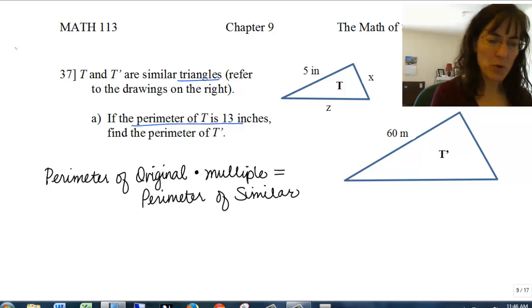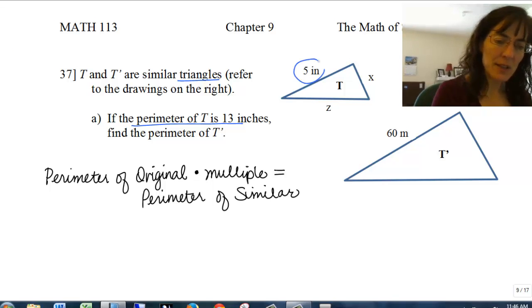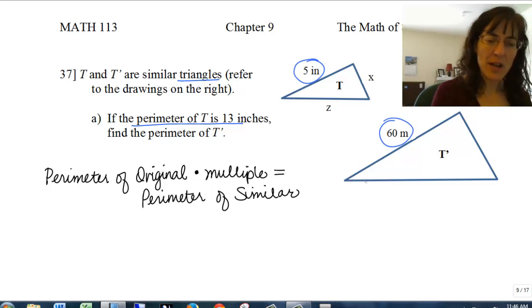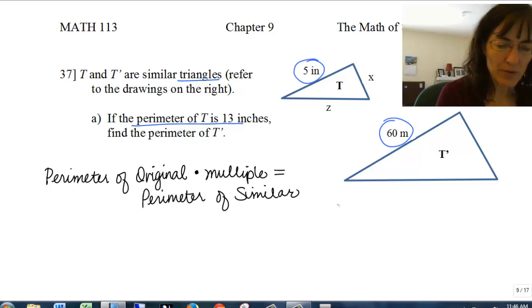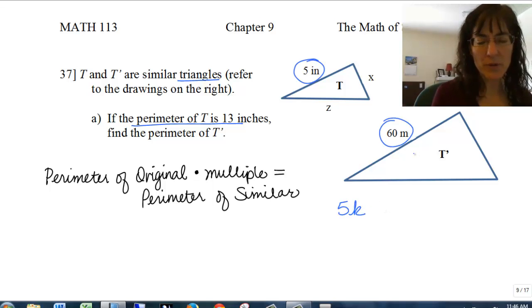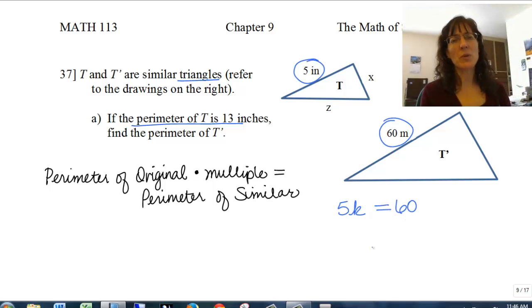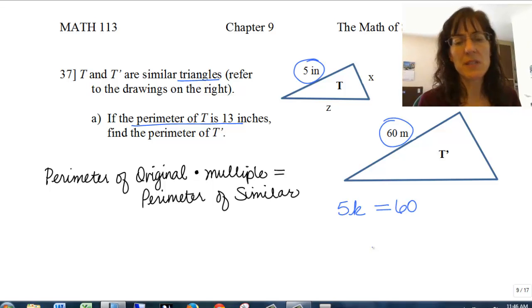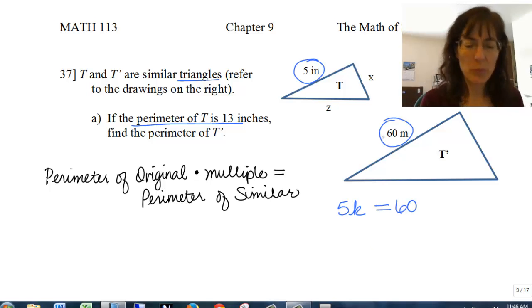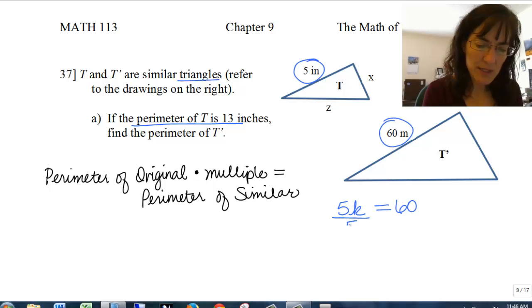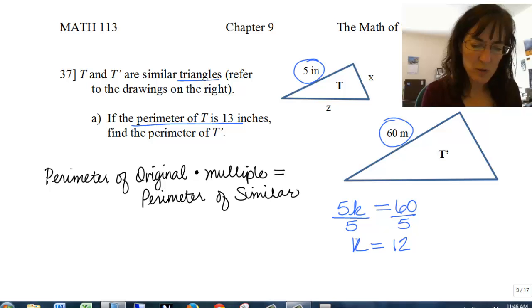Okay, I need to know what is my multiple. That's very important. I do see that I have 5 inches here and 60 meters here. So if I take 5K for some multiple from my original to my similar, 5K equals 60, and I don't even have to worry about the units because I just know those two are in proportion. So 5K equals 60, divide by 5. That means K equals 12.